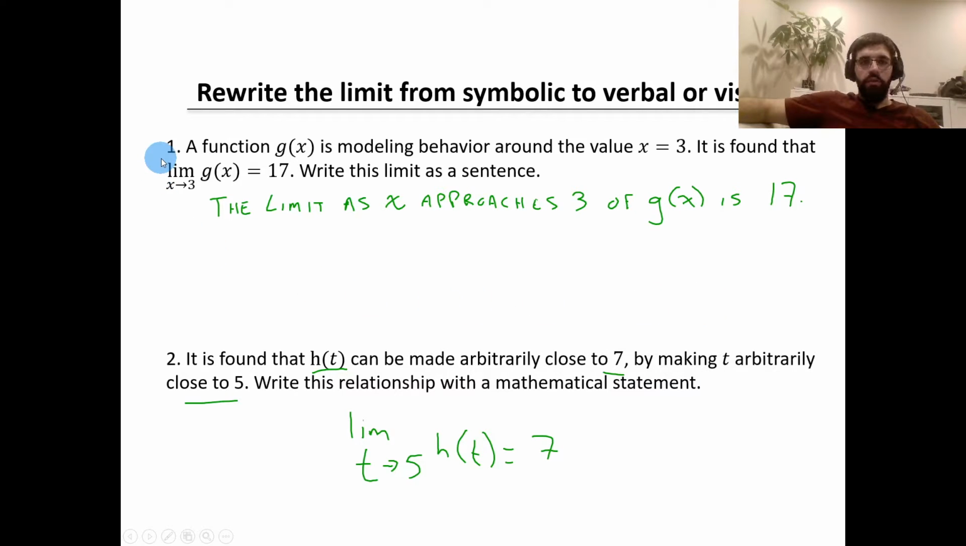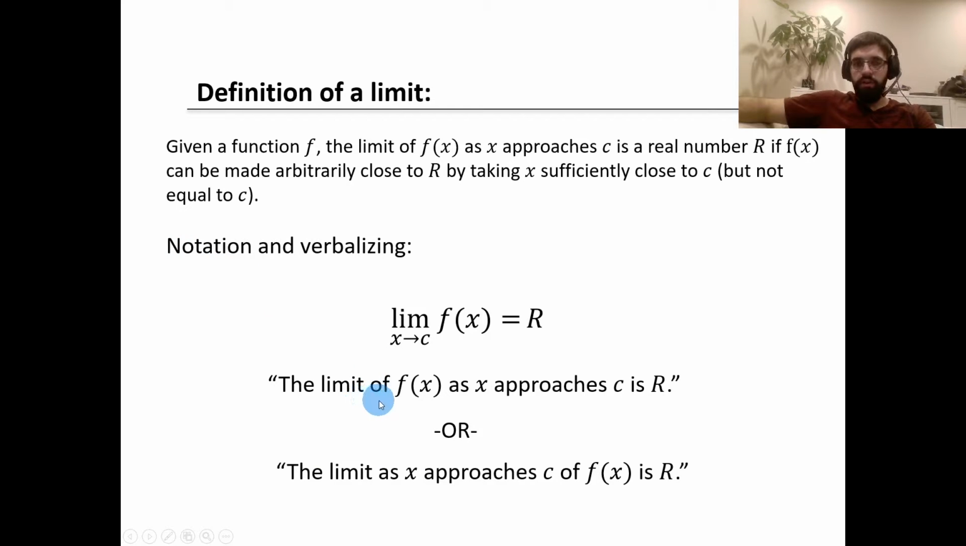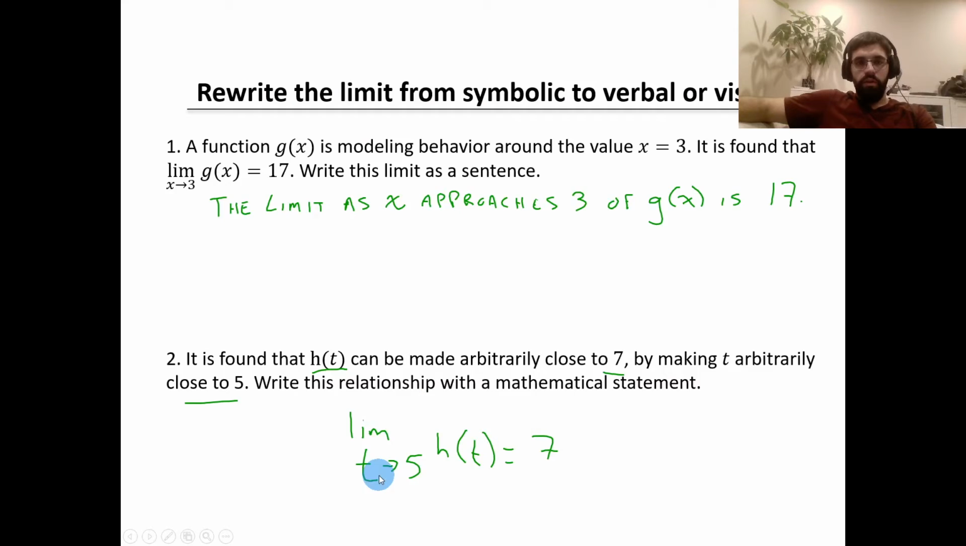So number one, a function g of x is modeling behavior around the value x equals 3. It is found that the limit as x approaches 3 of g of x equals 17. Write this limit as a sentence. Well, as I just said, there's two ways we can do this. I'm going to say it this way: the limit as x approaches 3 of g of x is 17. The other way would be the limit of g of x as x approaches 3 is 17.